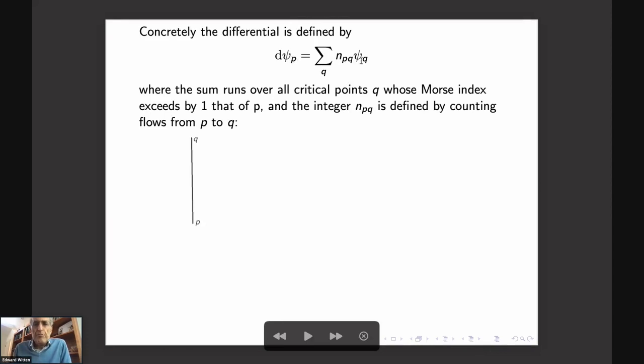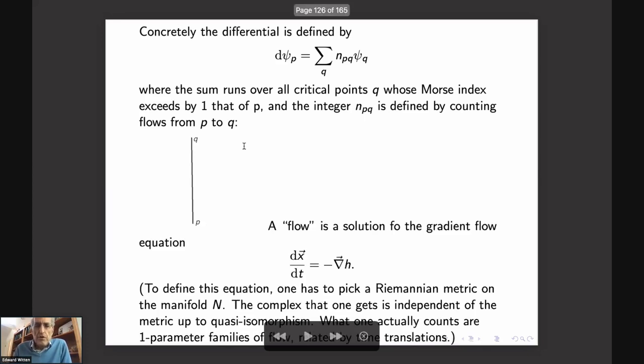I think I might have Q and P backwards here. Well, what I've written is the D of psi_P. D of psi_P is the sum over Q of N_PQ times psi_Q, where the sum runs over all critical points Q whose Morse index is one more than that of P, and N_PQ is defined by counting flows from P to Q. So I think what I've written is internally consistent.